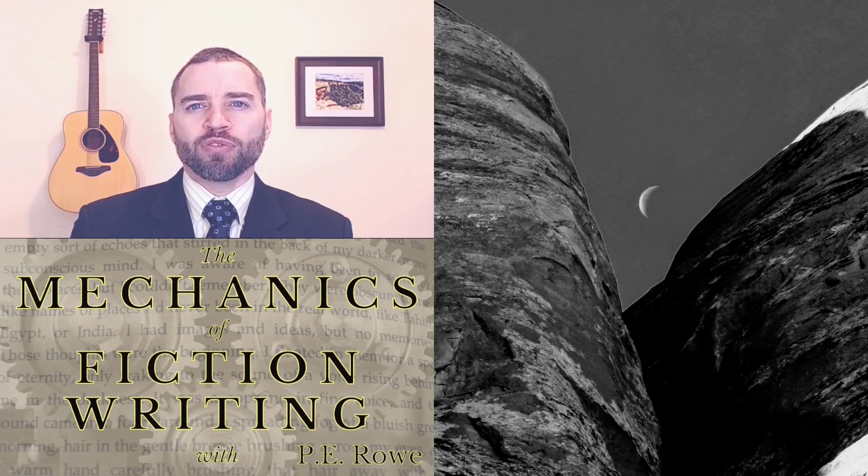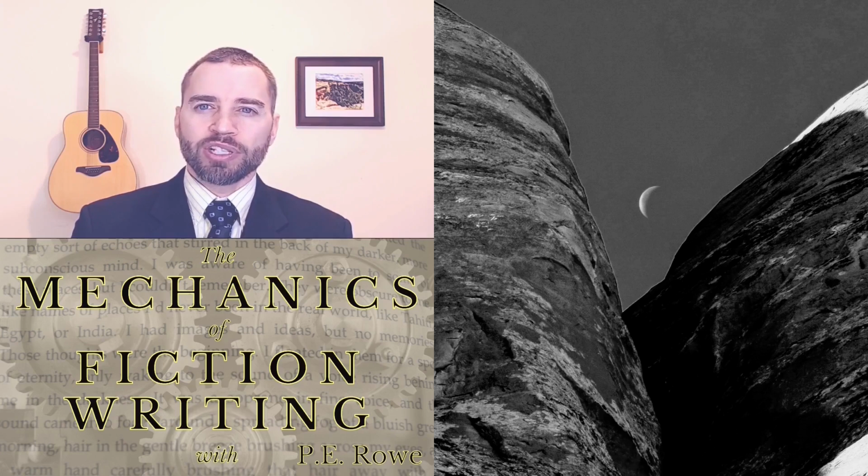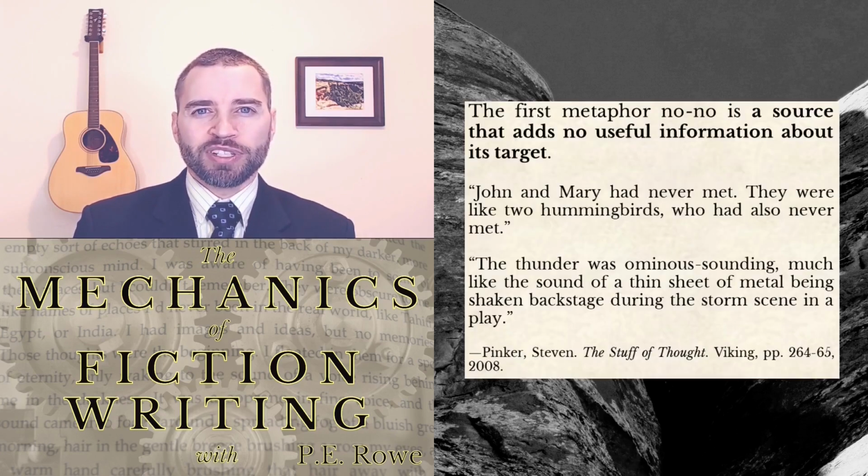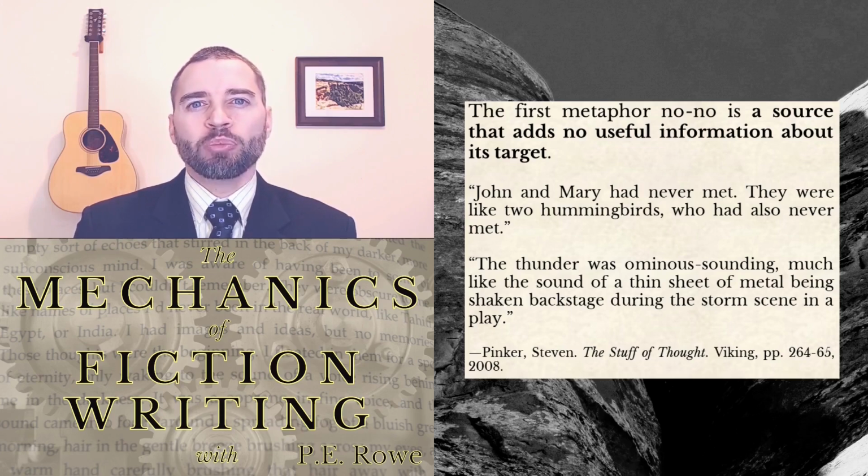Part of knowing how metaphors can be done right is knowing how they can go wrong. Pinker offers a few guidelines here as well. There are essentially three ways a metaphor can go off the rails, sometimes comically so, as evidenced by Pinker's examples. The first metaphor mistake is a source that adds no useful information about its target. Essentially, the example doesn't help the reader to understand the situation any further than what they already know from straight description. Pinker offers the following two examples.